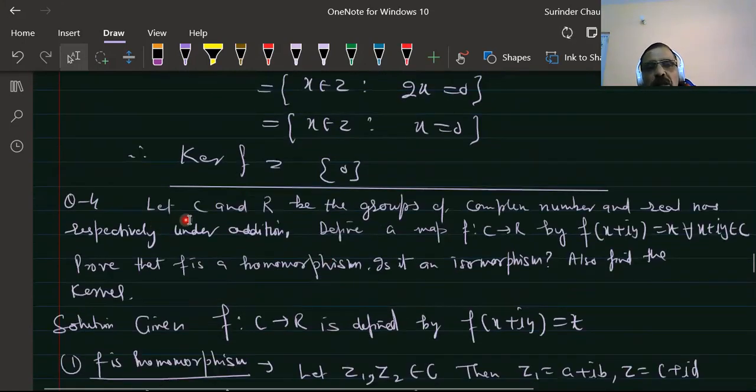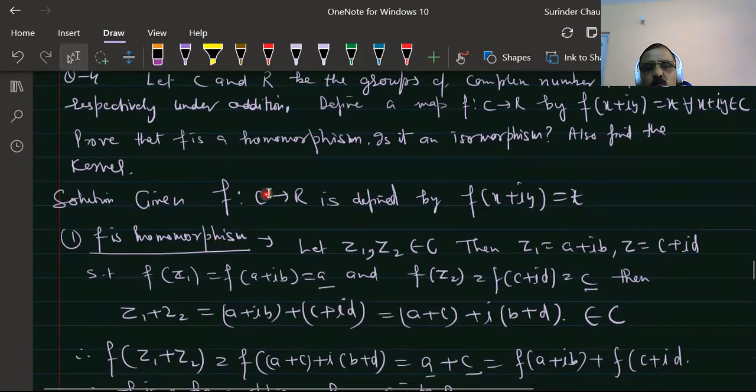Okay, let C and R be the groups of complex numbers and real numbers respectively under addition. Addition is the operation on both groups, the set of complex numbers and the set of real numbers. Define a mapping f from C to R such that f of x plus iota y is equal to x, the real part, for all x plus iota y belonging to C. Prove that f is a homomorphism. Is it an isomorphism? Also find the kernel of this.